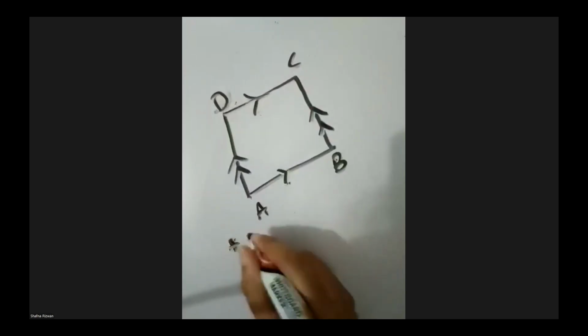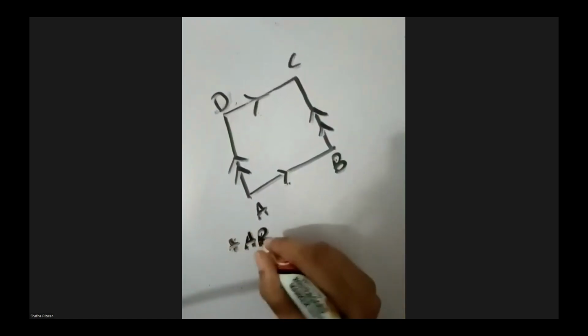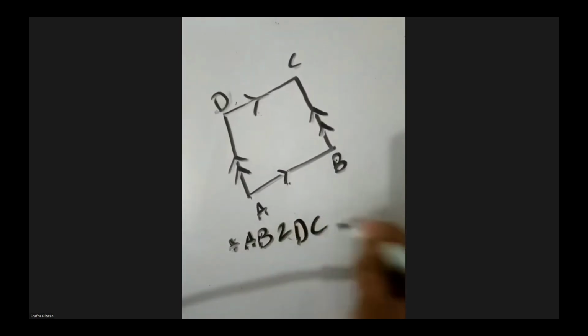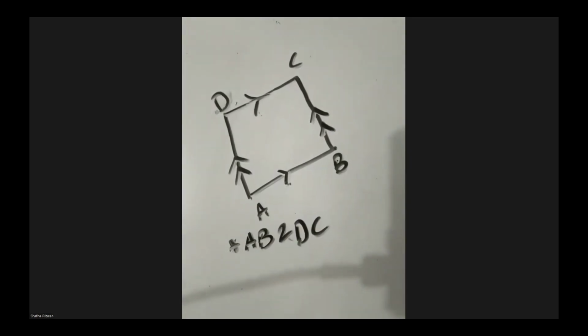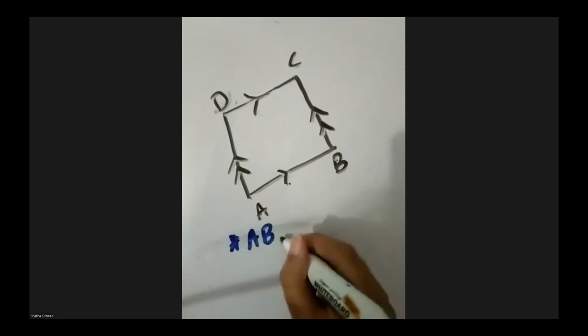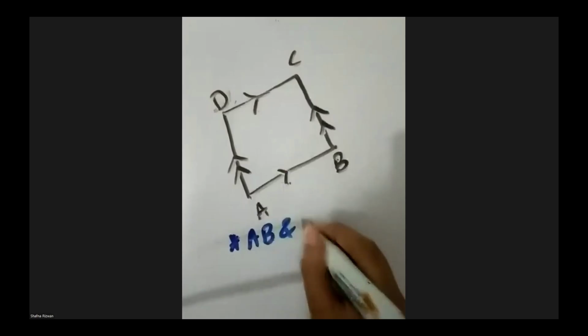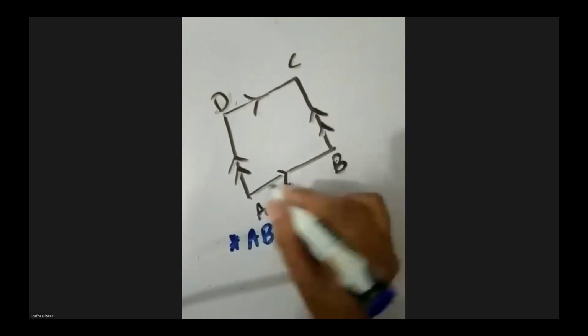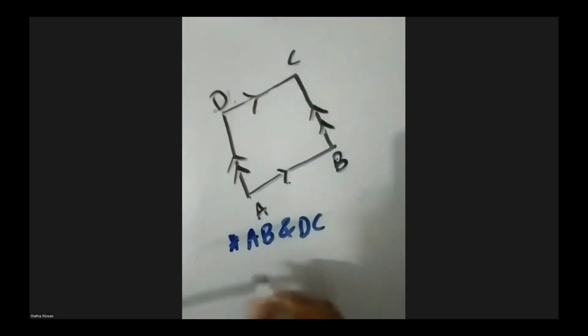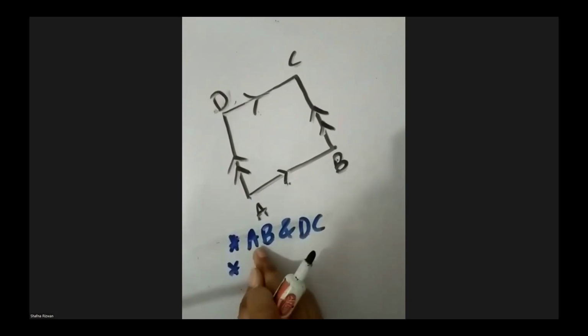So you can say AB and DC. Okay, one pair you can take here is AB and DC. See here, because you have two lines which are parallel to each other. This is only one pair. In a pair, you will have two, no? So this is only one pair.